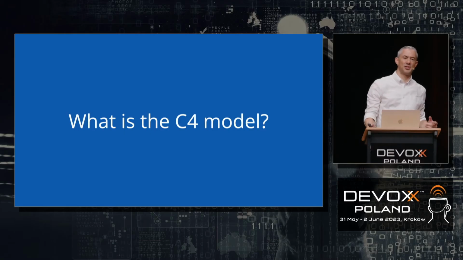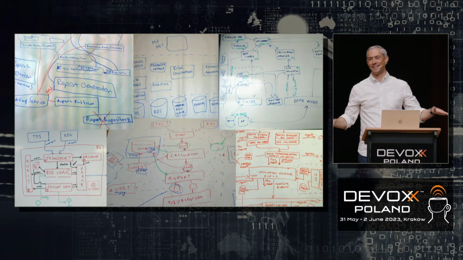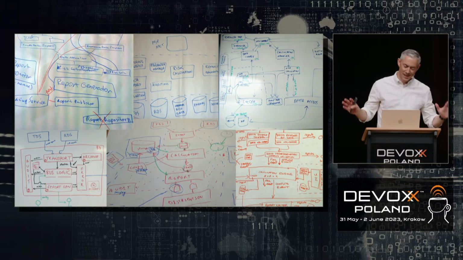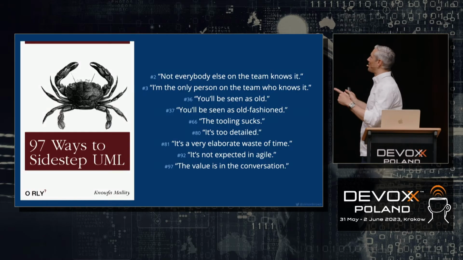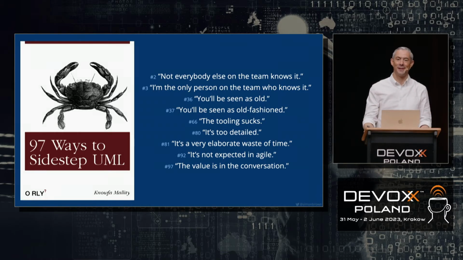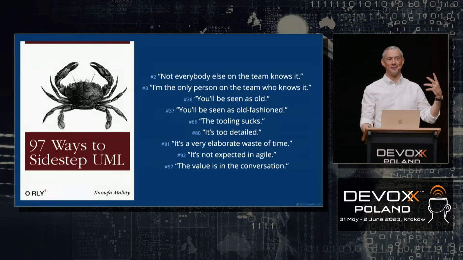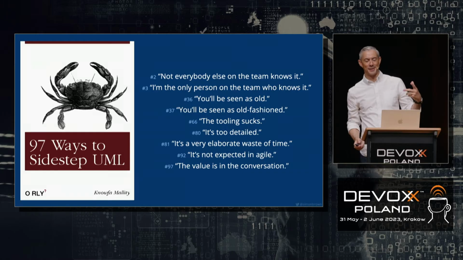So what is the C4 model? Well, architecture diagrams are historically very bad. Across the industry, they're typically horrible. UML fixes a bunch of these problems, but nobody wants to use UML these days. Why? Here are all the reasons I've literally had told to my face. It's worth noting that many of these are actually fictional. The tooling sucks. You'll be seen as old and old-fashioned. It's not expected in Agile, etc., etc.